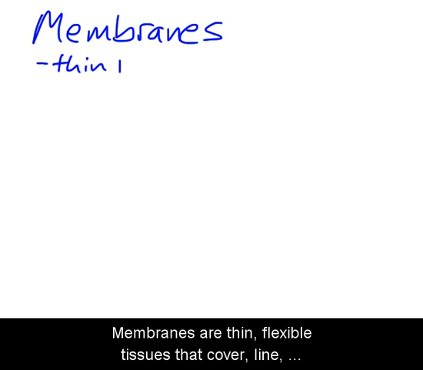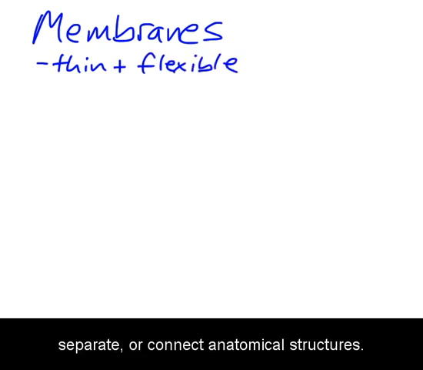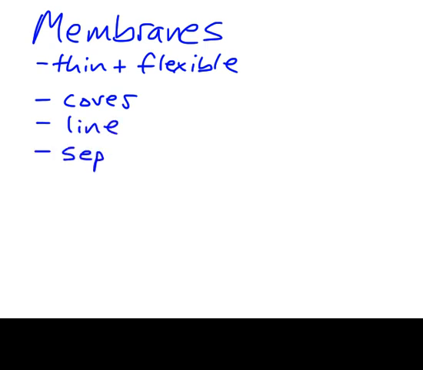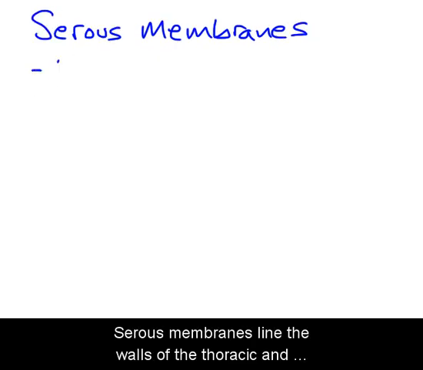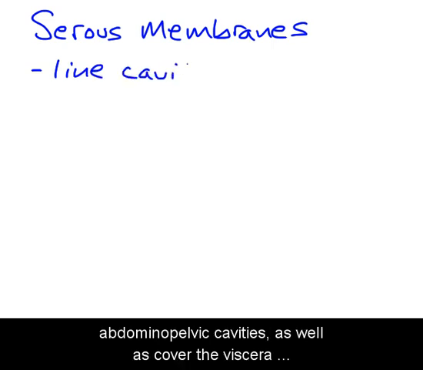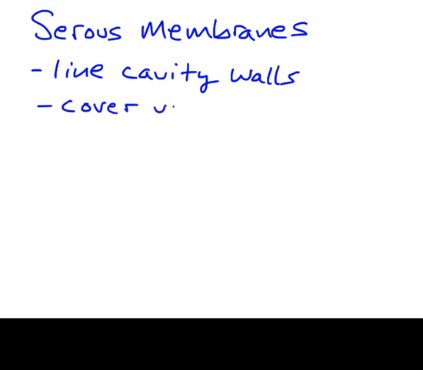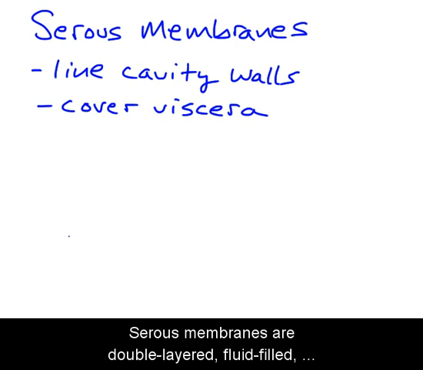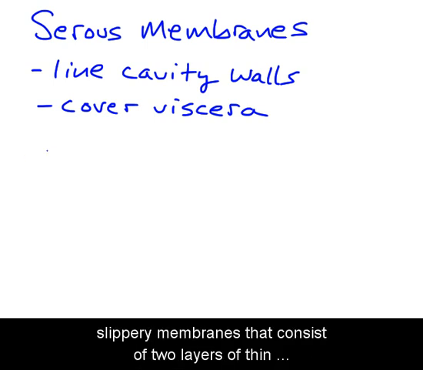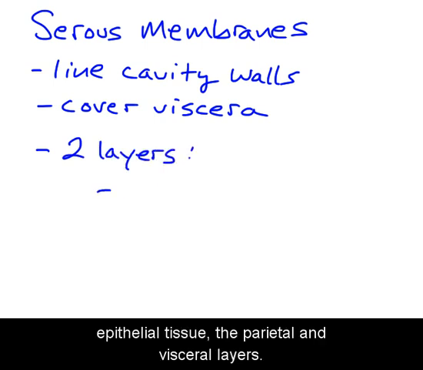Membranes are thin, flexible tissues that cover, line, separate, or connect anatomical structures. Serous membranes line the walls of the thoracic and abdominopelvic cavities, as well as cover the viscera located within. Serous membranes are double-layered, fluid-filled, slippery membranes that consist of two layers of thin epithelial tissue, the parietal and visceral layers.